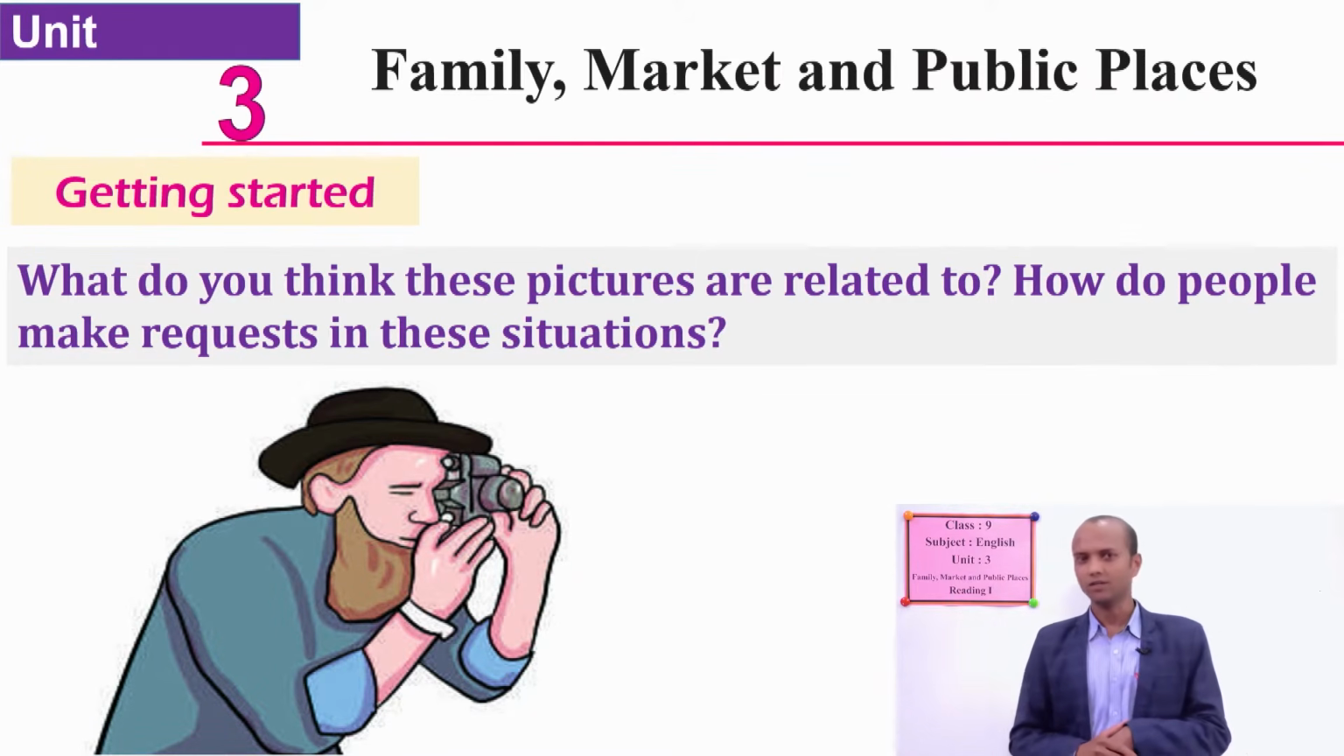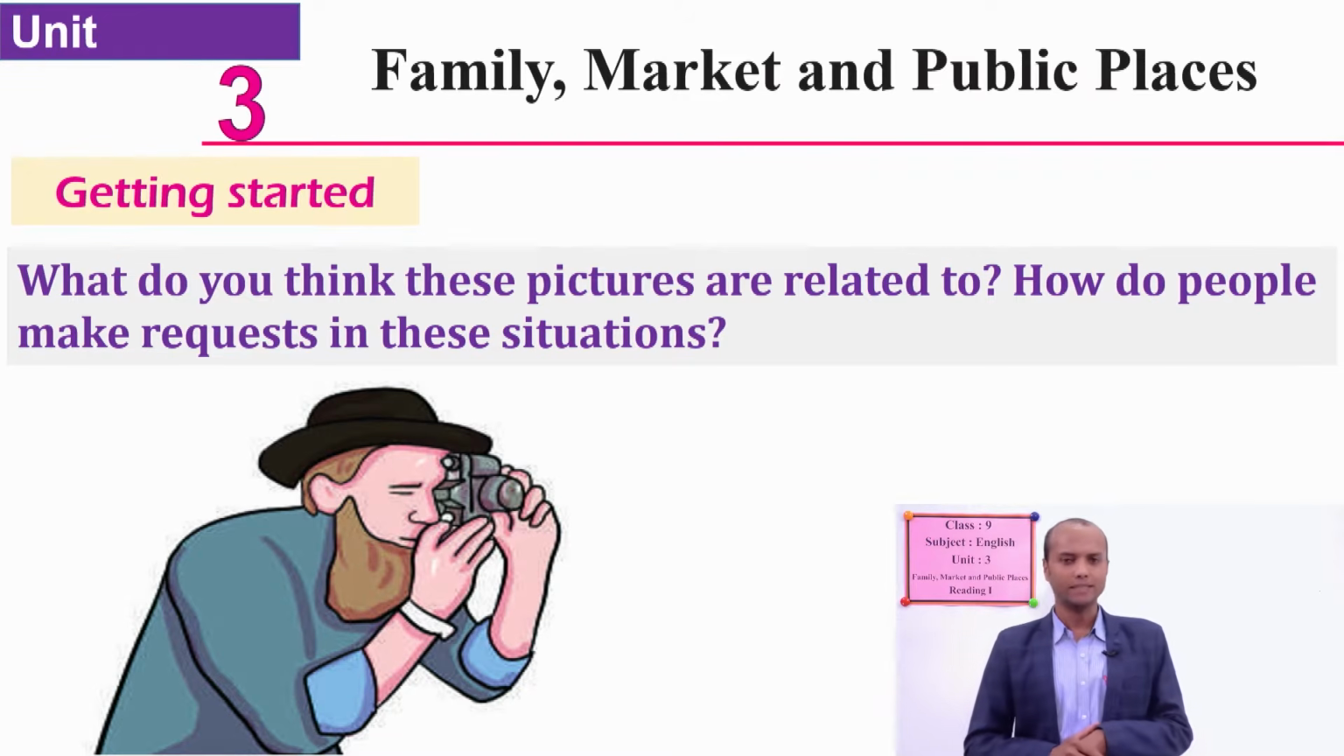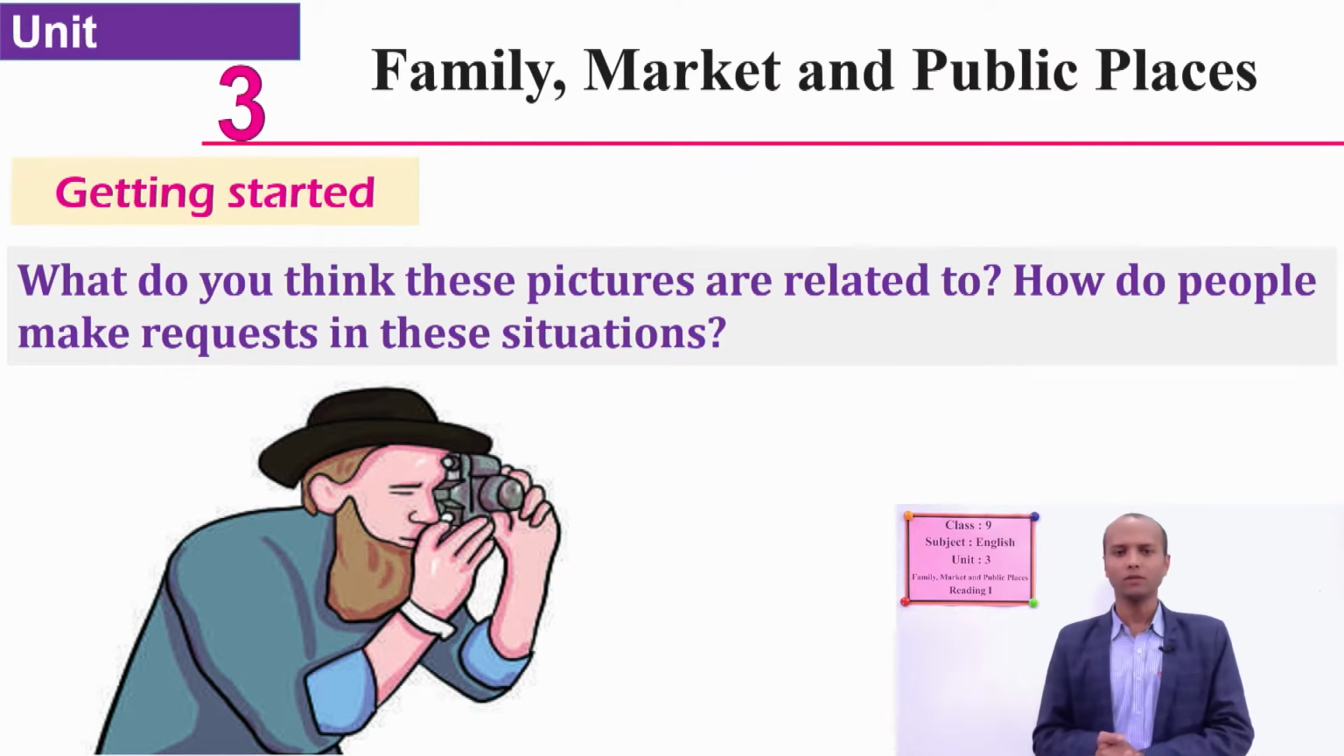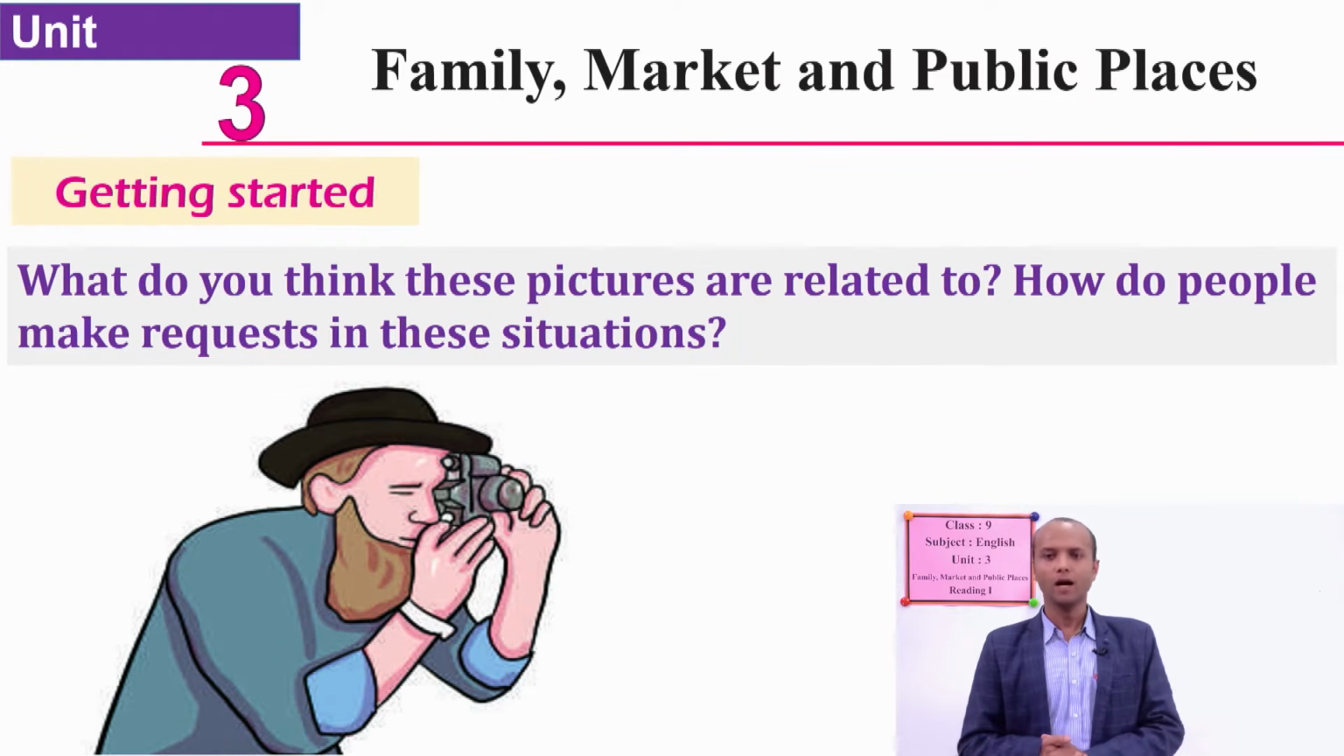It is getting started section. There you can see 3 pictures. You can see these pictures in your book as well on page number 27 of your book. Getting started, it says, please read there on the screen. What is written there? Okay. What do you think these pictures are related to? How do people make requests in these situations? This is your task. Now you have to look at the pictures and decide what these pictures are related to, and there you have to guess what requests can be made.